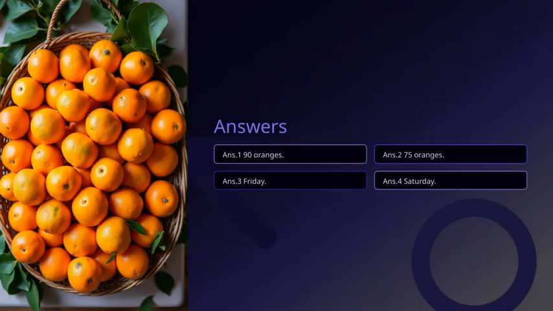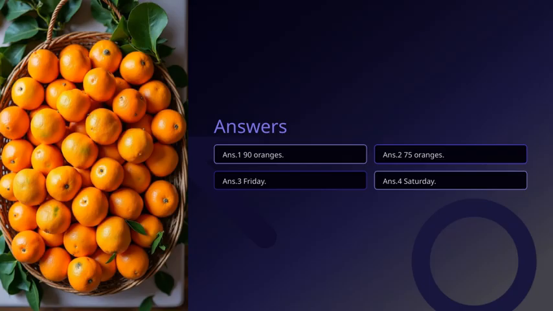Let's review the answers to the questions on this slide. For the first question, the answer is 90 oranges. This tells us the quantity involved in that particular problem. Moving on to the third question, the answer is Friday, which indicates the specific day related to the scenario. The second question's answer is 75 oranges, showing a different quantity that we need to remember. Finally, the answer to the fourth question is Saturday, the day associated with that part of the problem.